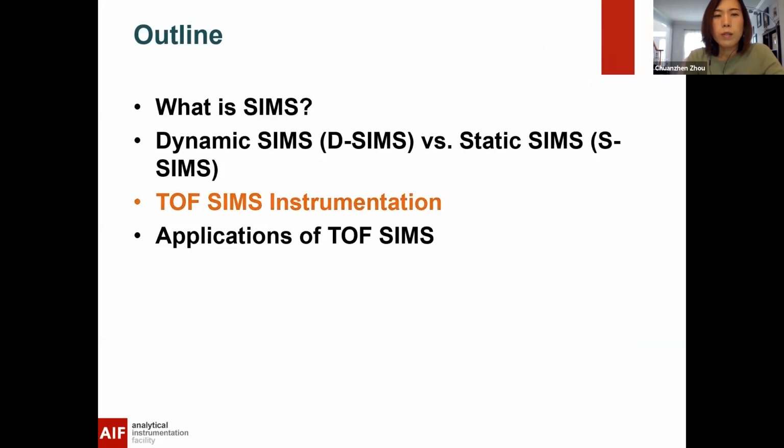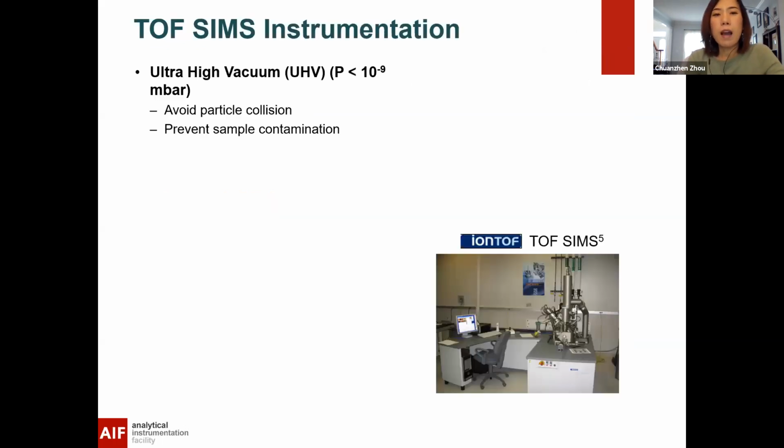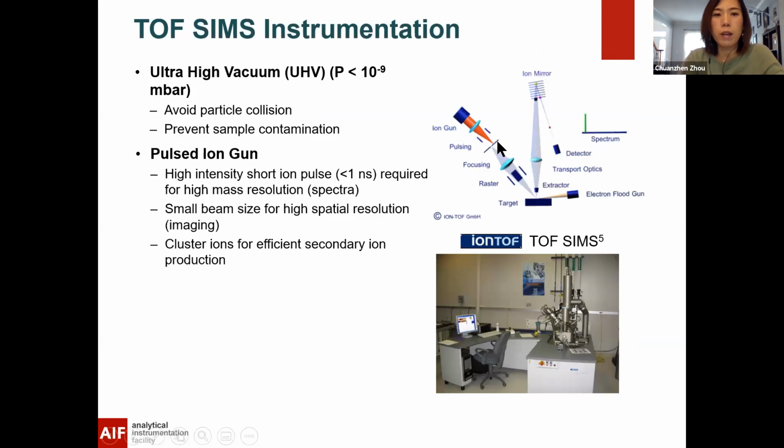All right, so I will very briefly talk about the TOF-SIMS instrument and then leave some time for the applications. It runs really fast. In our instrument, we have ultra-high vacuum, which gives you 10⁻⁹ mbar in the analysis chamber. And you have a primary ion gun that gives you a short, less than 1 nanosecond ion pulse, giving you a smaller beam size for high spectral resolution imaging.